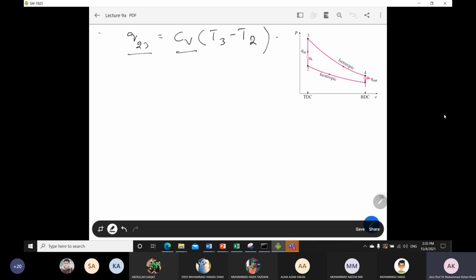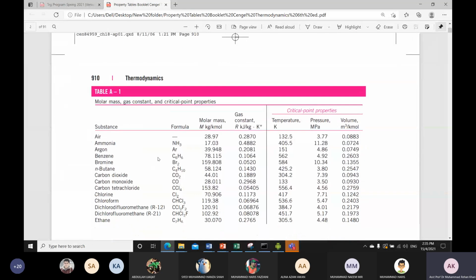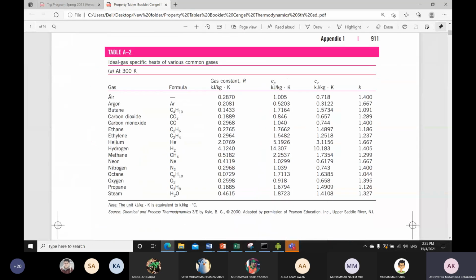You can easily find the Cv value and Cp value in your table A2 as well. If you notice over there, table A2 gives the ideal gas specific heats of various common gases. You will notice all the properties of air, whether it is R, the gas constant, Cp, Cv, or the value of k, which is 1.4 and equal to Cp over Cv. These are mentioned over there, and for any other gas also, you can easily find the values of these properties.